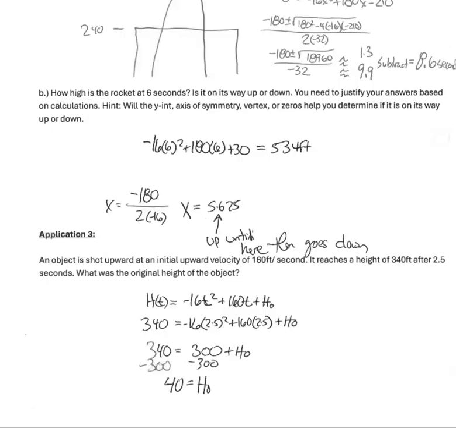The next question is, is it on its way up or down? This is a little tricky. You know it'll be on its way up until it gets to its highest point, and then it'll start coming down. It's at its highest point at the axis of symmetry. So when we calculate the axis of symmetry here, it is at 5.625 seconds. It'll be going up until then, and then it'll start coming down until it hits the ground. So since we're at 6 seconds, it was going up till 5.6 seconds, and then at 6 seconds, it's back on its way down. So that would be on its way down.